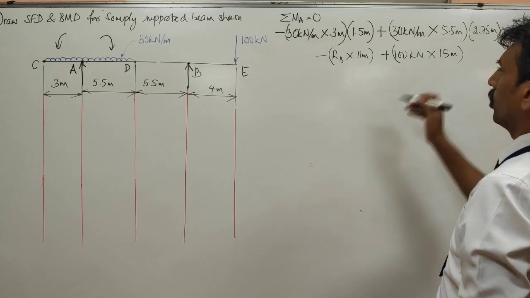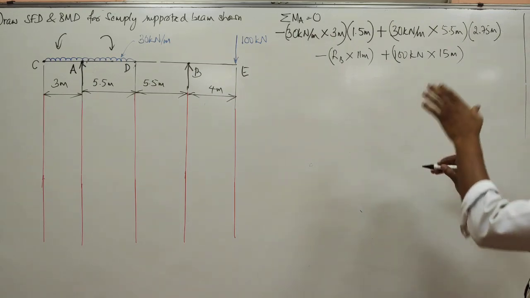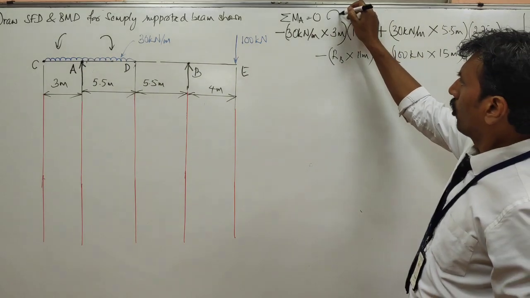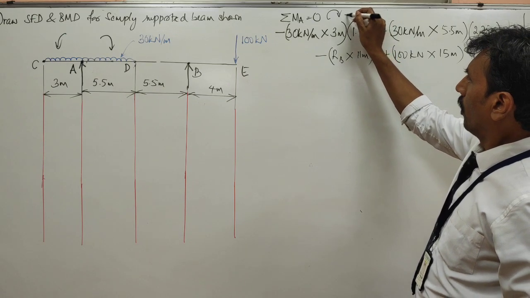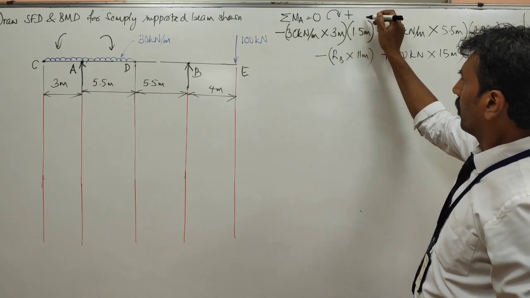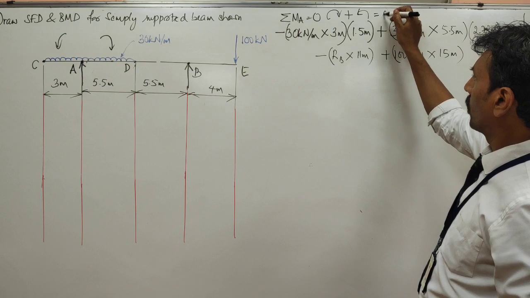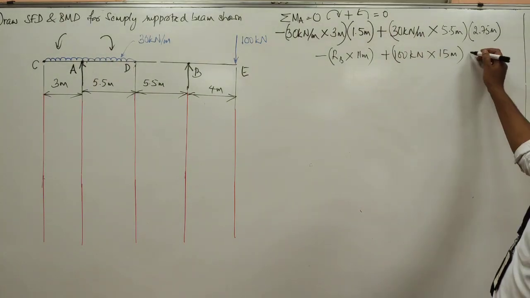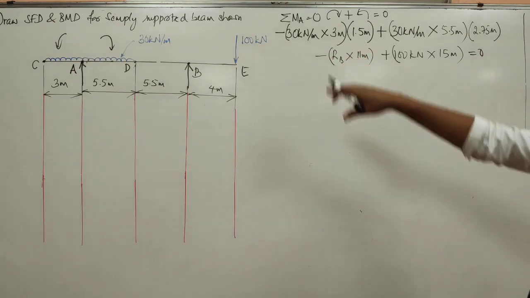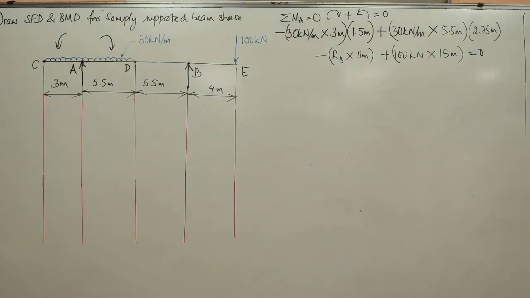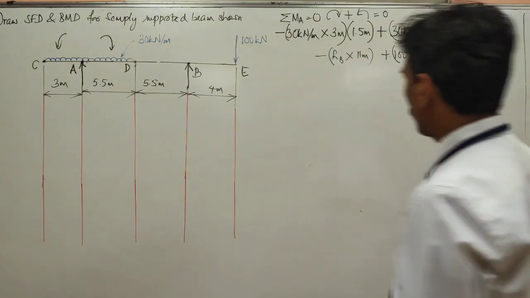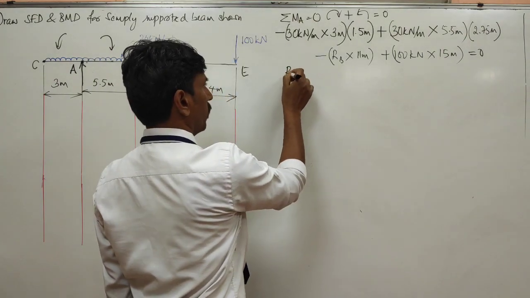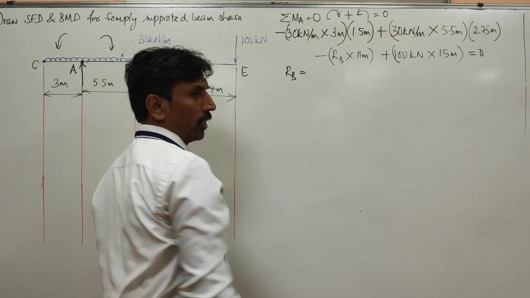So with this, you can say that the clockwise moments plus the anti-clockwise moments, the summation of this is 0. You have taken anti-clockwise as minus and clockwise as positive. So you can actually take this RB on the left hand side. So please find out.